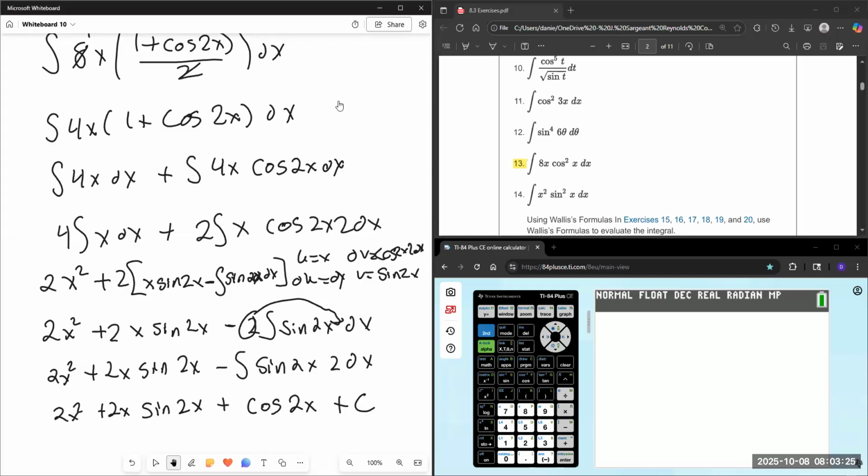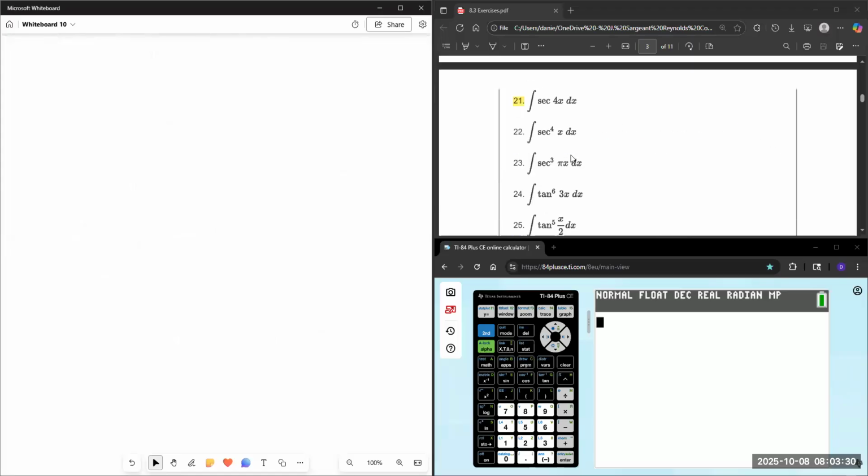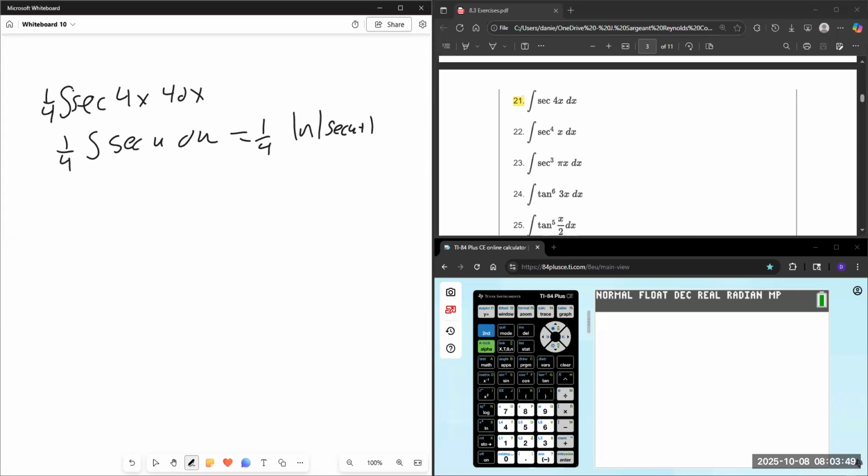Let's move on to number 21. Integral of secant 4x dx, put a 4 and a 1/4 to make this 1/4 integral secant u du, which is 1/4 ln of secant u plus tangent u plus c. It's 1/4 ln of secant 4x plus tangent 4x plus c.